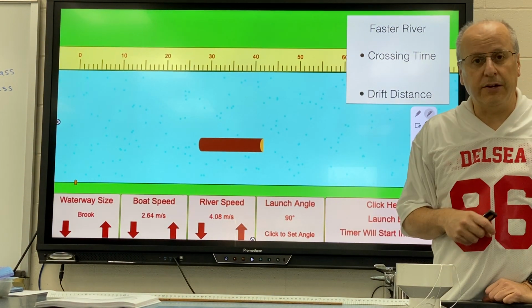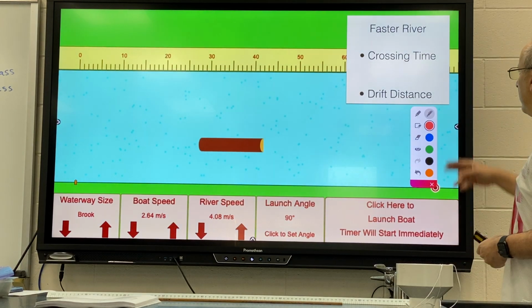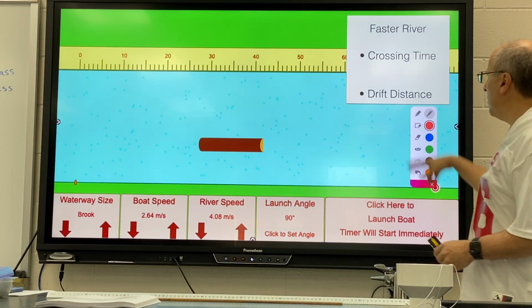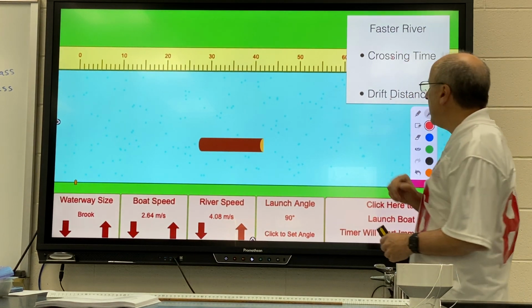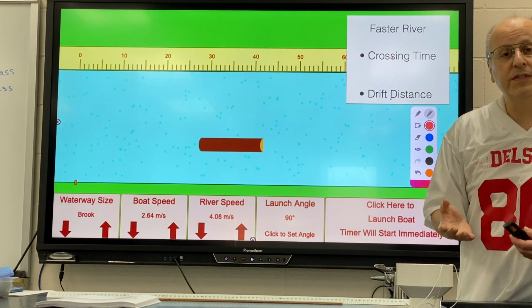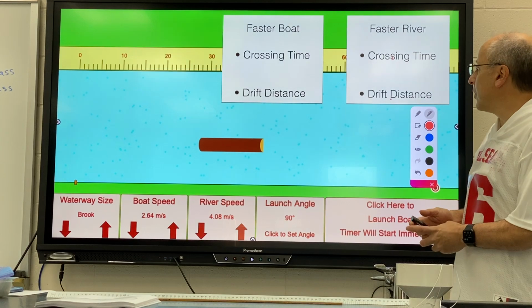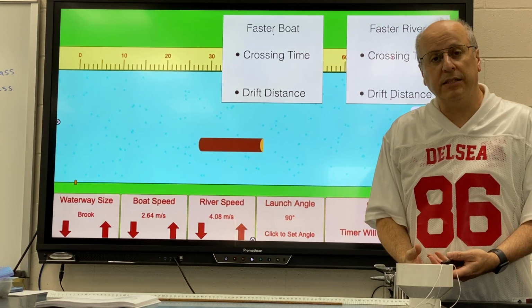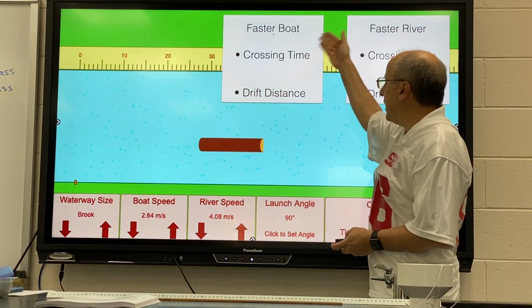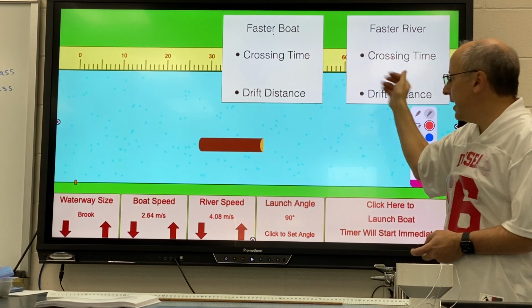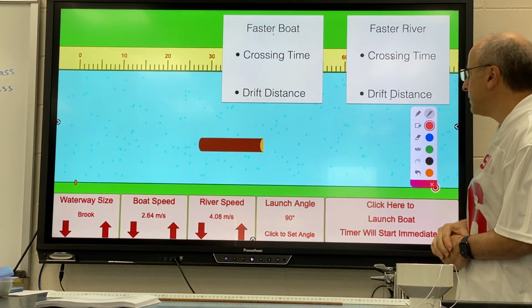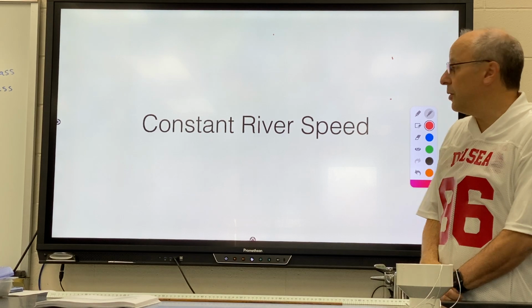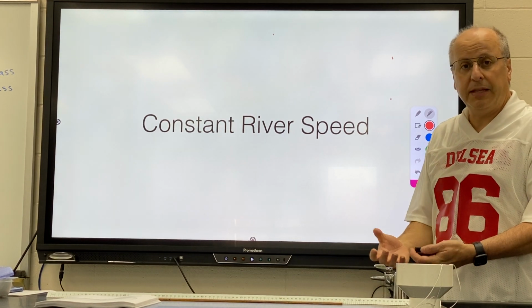So what we'd like to consider is how things are going to change if we have a faster river. The only thing we're going to change is the speed of the current, and we want to know how that affects crossing time and how it affects the amount that the boat drifts downstream. Then we're going to look at what happens if we have a faster boat. We'll keep the current in the river constant, and we want to find out how a faster boat affects crossing time and drift distance. Okay, so let's start with a constant river speed. Let's take a look at what happens if we change the speed of the boat.